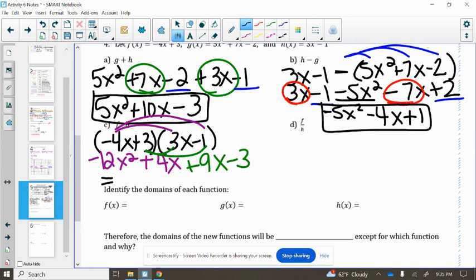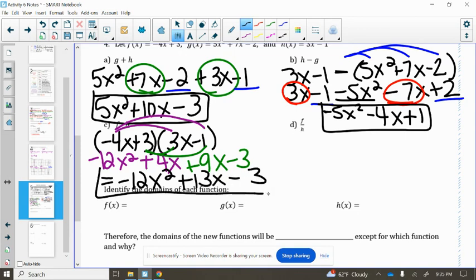And then last but not least, we are going to combine those like terms. Negative 12x squared plus 13x minus 3 would give us our product.